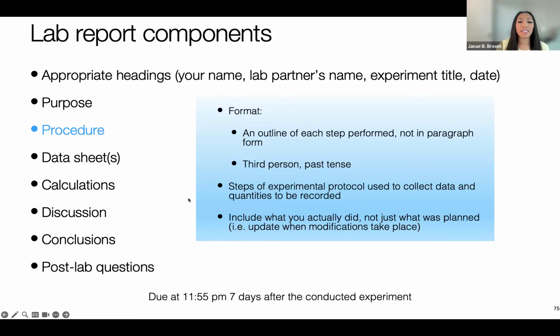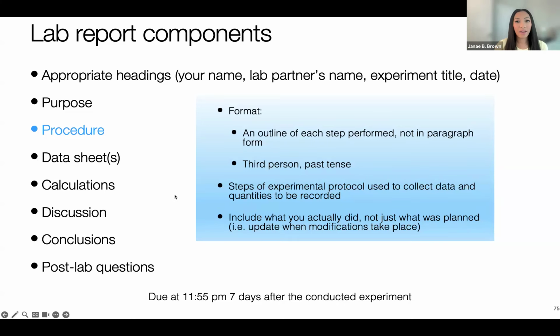Now, looking at the procedure, the format of the procedure as you come into the lab should be an outline or a bulleted list of the steps that are performed. You don't want to include your procedure in paragraph form. And again, the voice here in your report should be third person past tense. The steps of the protocol used to collect the data and quantities that you are recording are what you're going to include in that procedure.